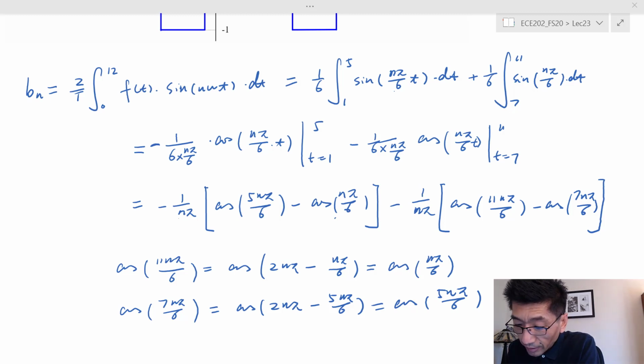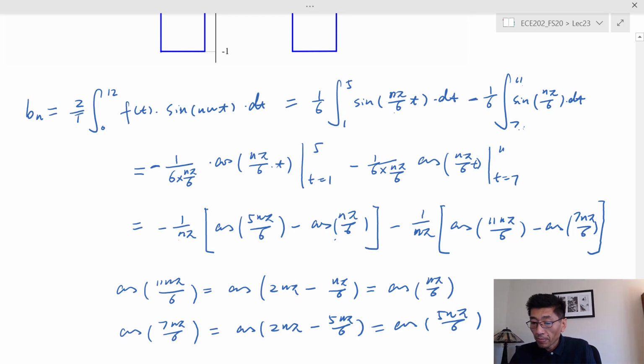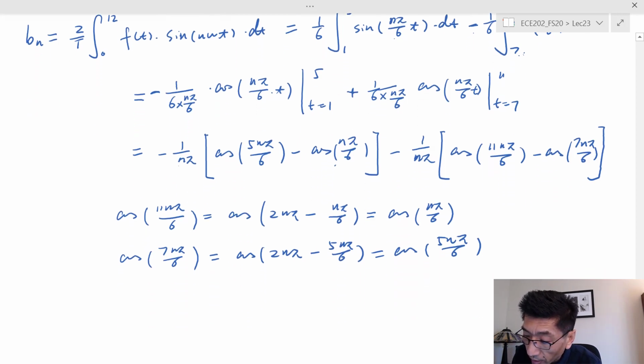I think I had an error, because otherwise this becomes 0. The error I had was that this should be minus, not plus, because during this interval from 7 to 11, f(t) is equal to -1, right? So here this should be minus, not plus. Okay, that will fix the problem, I think. And therefore, if we have minus here, this should be plus, and I have plus here, so that will fix the problem.